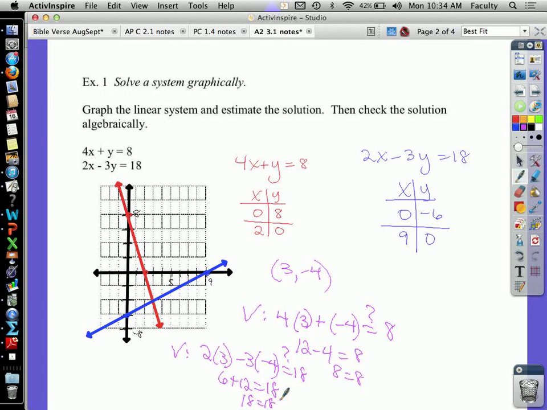So when you're graphing a linear system, you graph each line, and then you're estimating where the solution is. And then you check it algebraically. I'm okay if you do the check mentally, okay? We're at that level that I think we can check them, but make sure you check it because you might be able to find a silly mistake. Any questions on example 1?